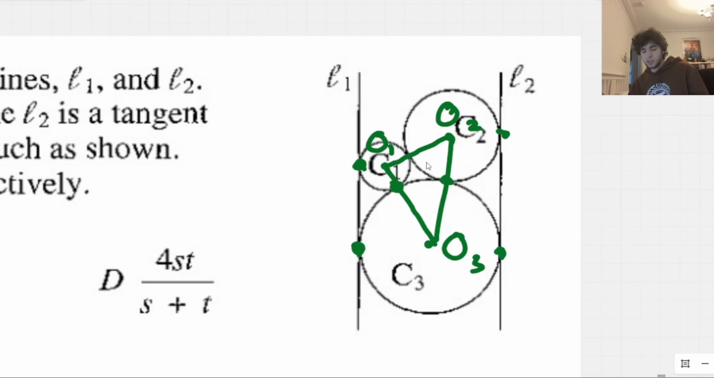O2, right? Because we know, for example, that if this radius is R, then this distance here is just going to be R plus T, because T is the radius of C2. So I know exactly what that distance is going to be. Whereas if I chose a distance like O3 to this point over here, how am I ever going to find that out? It's pretty much impossible.